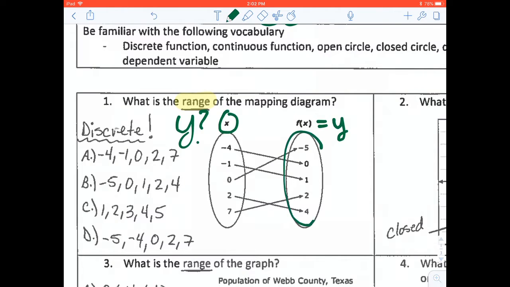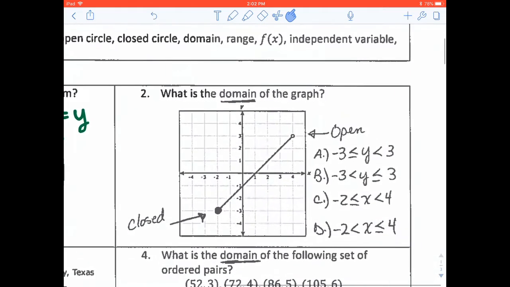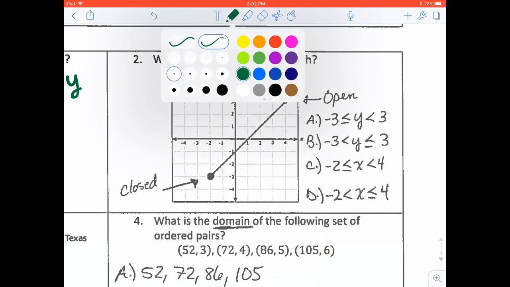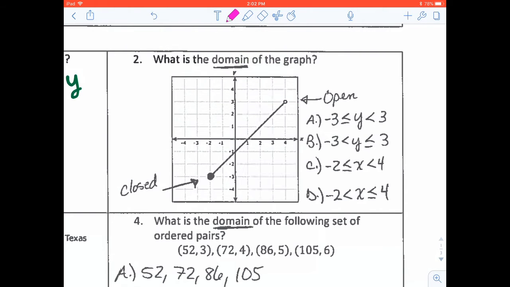Look at question 2. What is the domain? So domain is dealing with the X values. Anything you see that has Y in it, we are going to cross that out. How far to the left does the graph start in the X direction? Well, it starts at -2. And it goes all the way over to +4. So I have my starting and stopping numbers. That doesn't help me out.